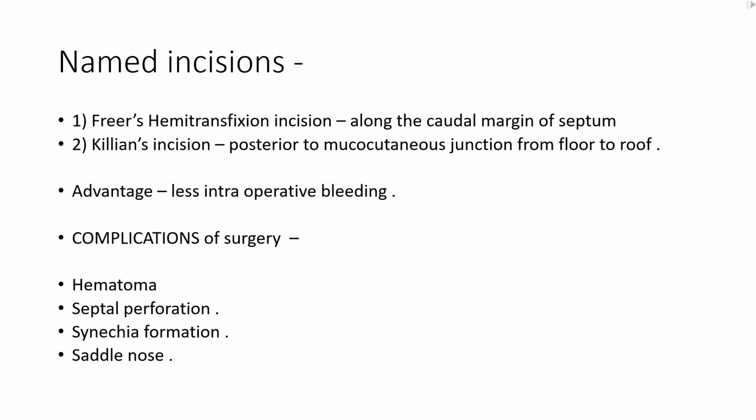Now what are the complications of septal surgery? The first one is septal hematoma formation. In case of excessive bleeding, blood may collect just below the mucoperichondrium and lead to hematoma formation. There can also be septal perforation, any kind of synechia or adhesion formation, and if excessive removal of the septum is done during the surgery, then it may lead to saddle nose also, that is depression of the nose from the dorsum. So these are a few important complications of septal surgery.